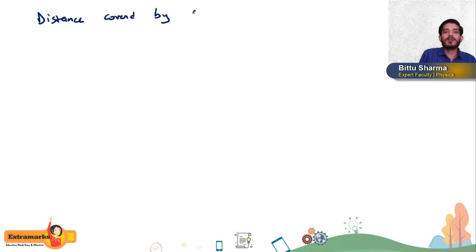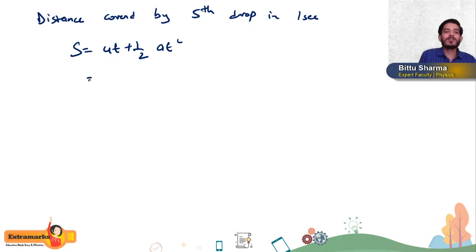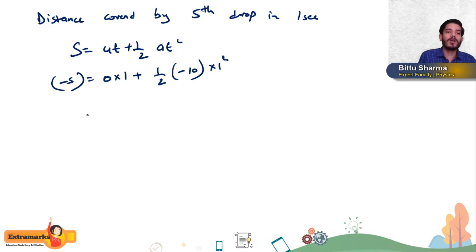Distance covered by the fifth drop in 1 second. How will we calculate? Again, s is equal to ut plus 1 by 2 at square. So u is 0, time is 1, plus 1 by 2, acceleration we will take minus 10, into 1 square. So s will be how much? If you solve this, s will be 5 meter.